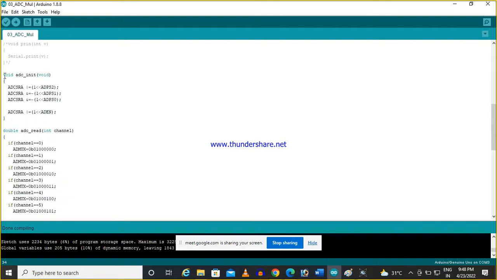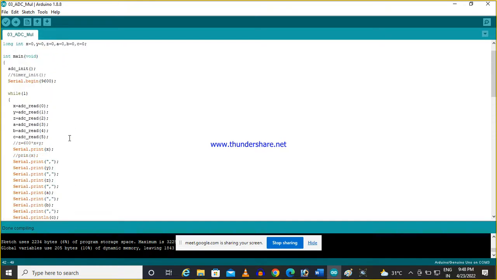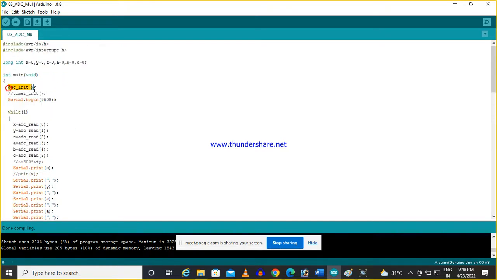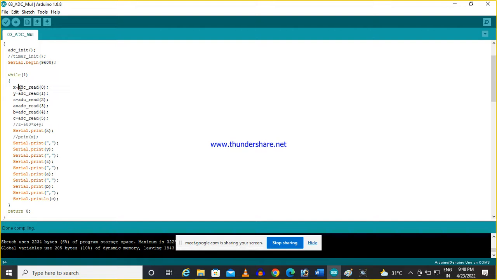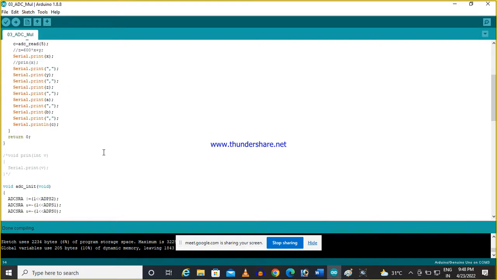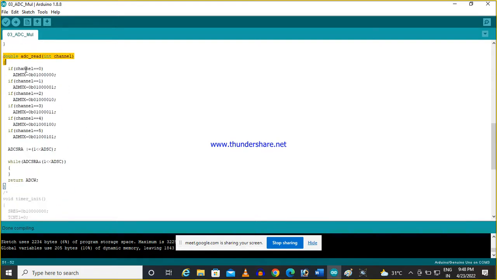Here I have defined all the user defined functions. You see here, for ADC initialization I have used one function, ADC_init, and I have defined what ADC_init is here. Then to read the ADC, I have used one function called ADC_read, which is explained here.